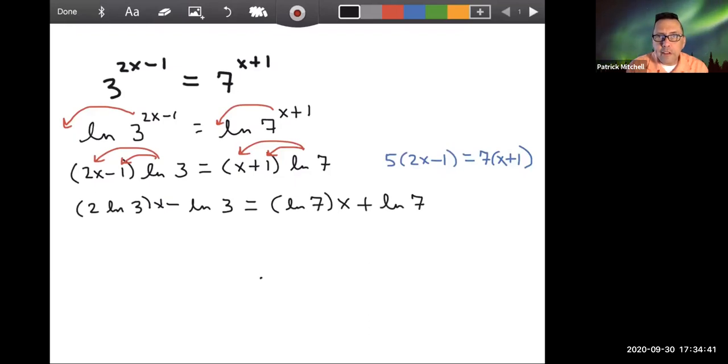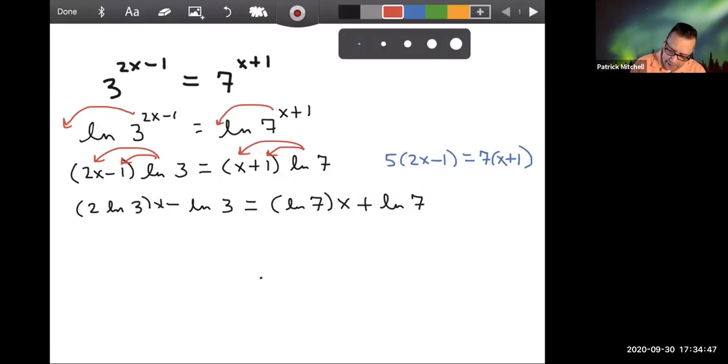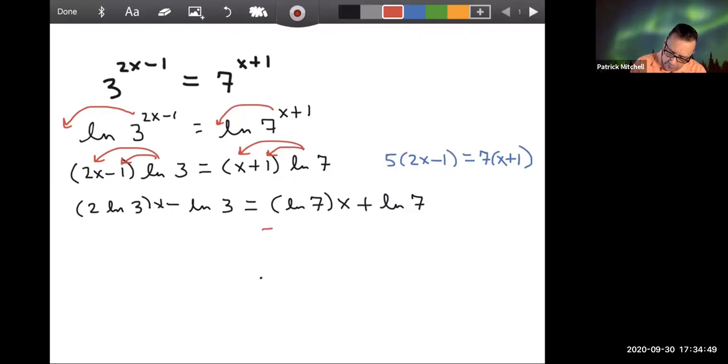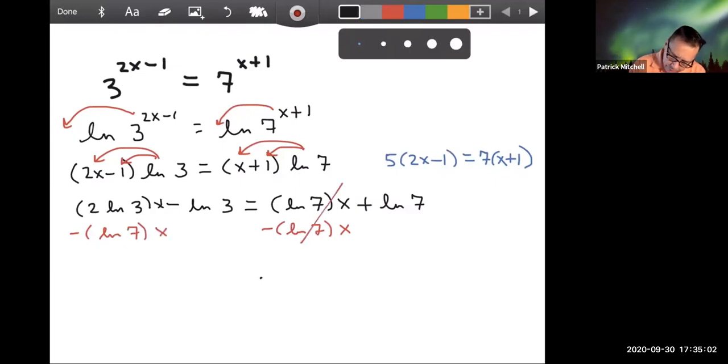We get all the x's on one side and get all the numbers on the other side. So let's start with getting the x's on, say, the left side. So I'm going to take natural log 7 times x, and that is going to give me 2 natural log 3 times x minus natural log 7 times x.